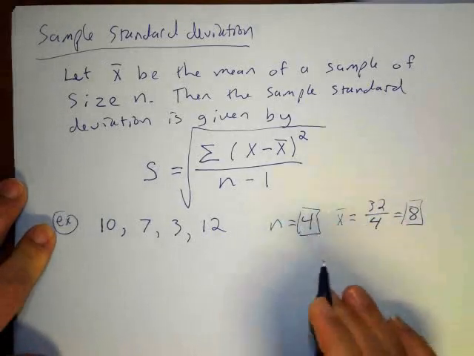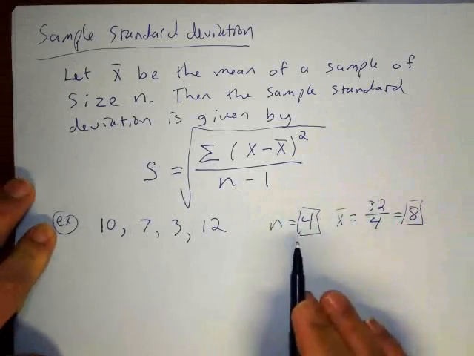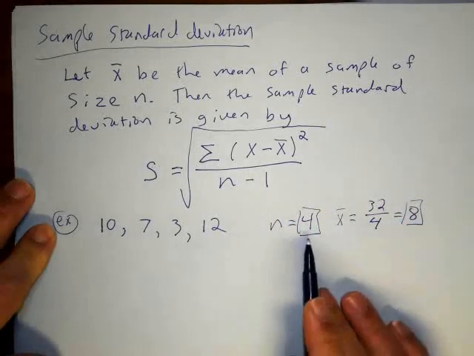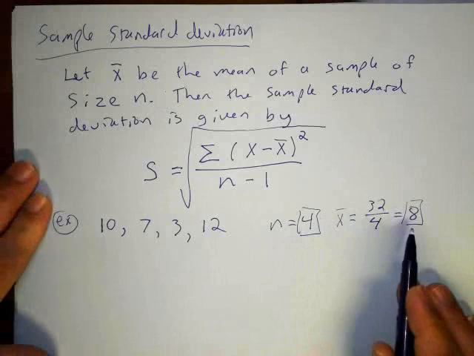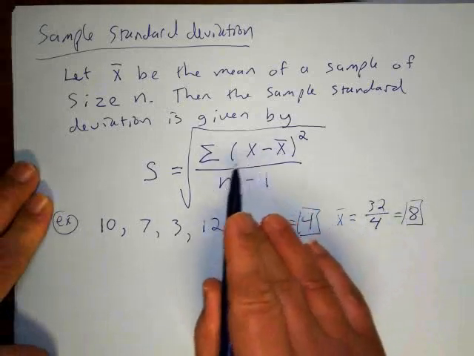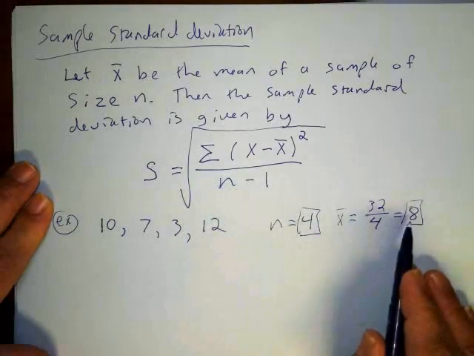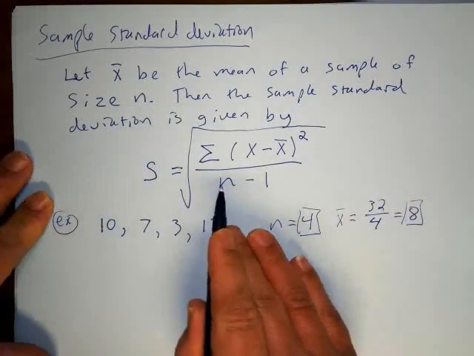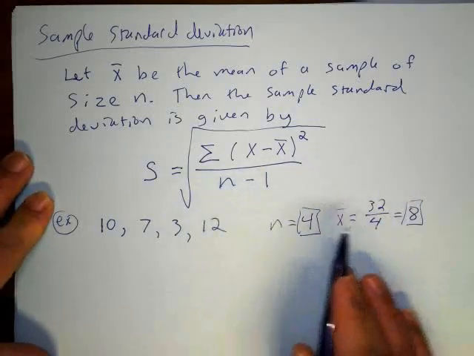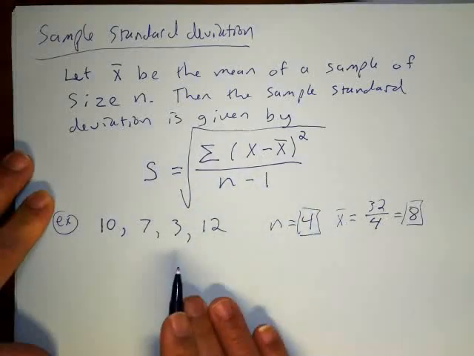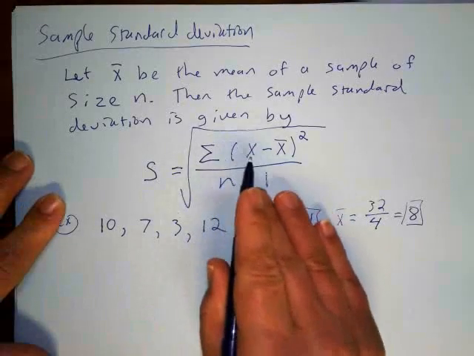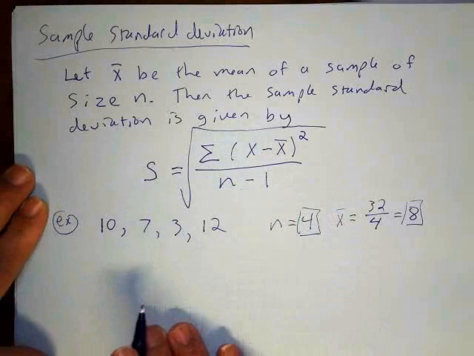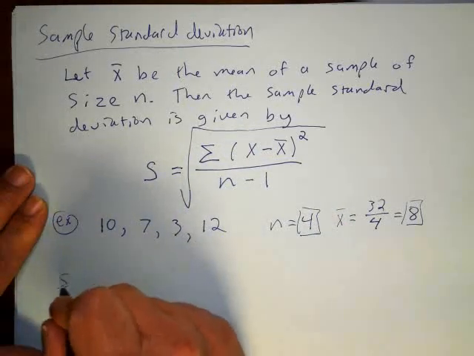Okay, so you've got the sample size, n is 4, x bar is 8, and what you're going to do is place these into the formula. So the x bar goes up here, the n goes down here. It's very important that they go in the right place, and you don't want anything in there for x. X is like a variable. So this is what I would write.